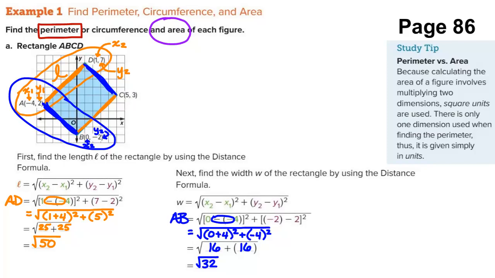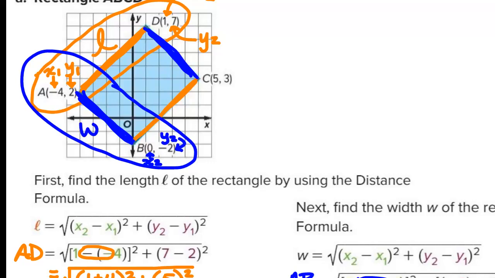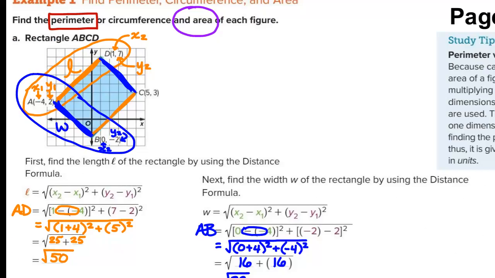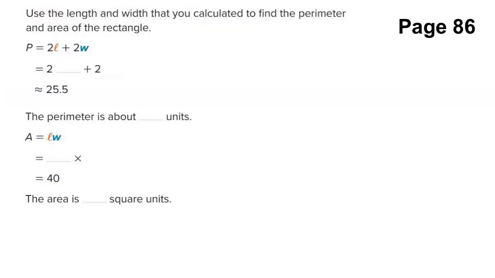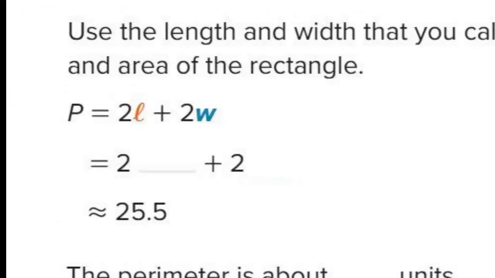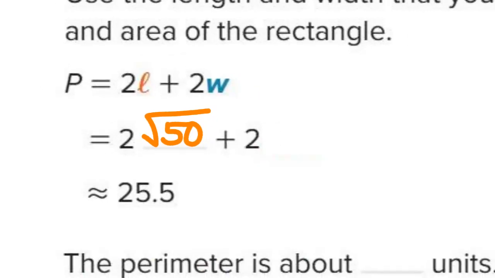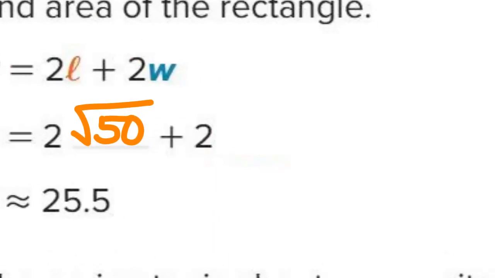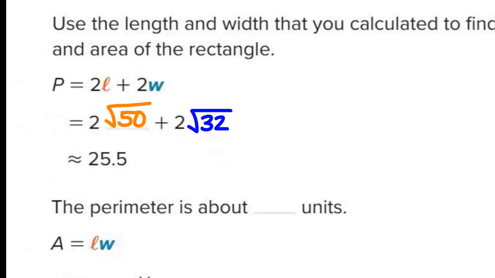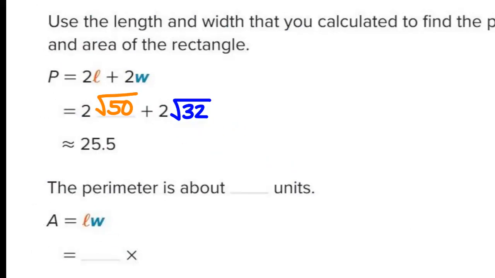How many sides do I have that's this orange side, L? 2. How many sides for the blue side, W? 2. So if I want to find the perimeter, I need 2 times the length. What expression did we have for the length? Square root of 50. Don't forget that square root sign. Super important. Plus 2 times W. What do we have for W? Square root of 32.